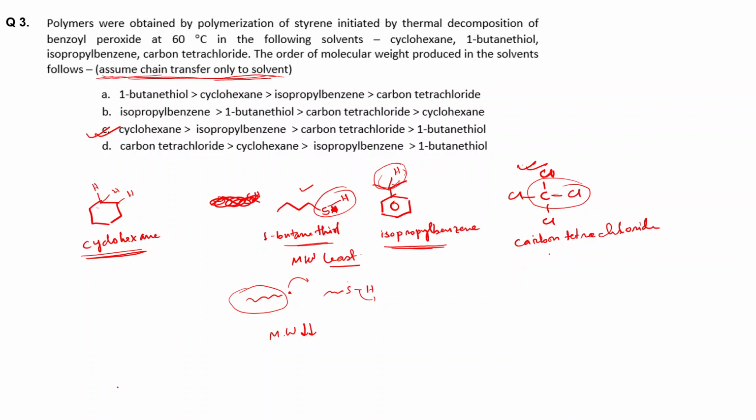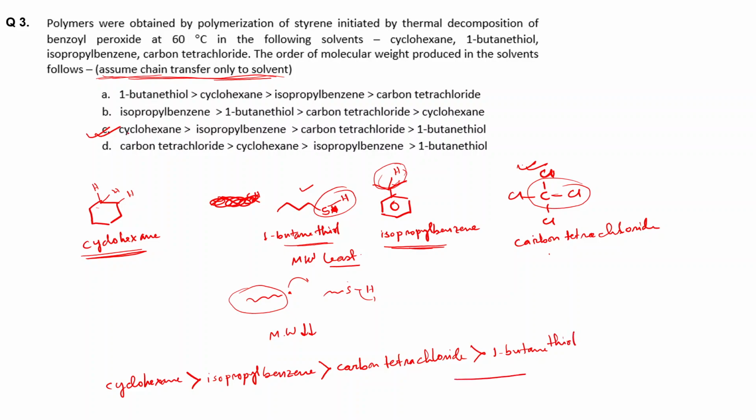So in cyclohexane, the molecular weight will be highest, and then isopropyl benzene, then carbon tetrachloride, and lowest is in 1-butane thiol. So which option? Option C.